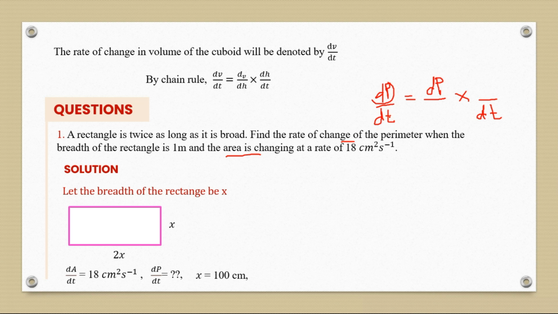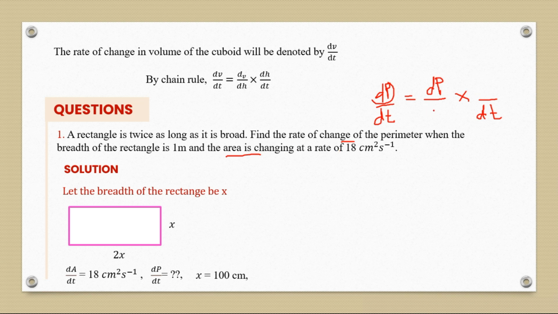So this lower value, you place it here, and then this upper value, you place it right there. Then the next question we're asking ourselves is, in the context of this question, what variables are we trying to connect together? So we're trying to connect the rate of change of perimeter to that of area.